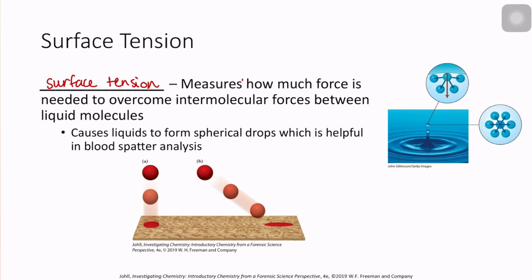Surface tension is also the reason some liquids are able to form these spherical drops. And in forensic chemistry, this can be really important for blood spatter analysis because you can tell the way the liquid is dropping based on the shape it makes after it drops. Dropping straight down is going to give a different shape than dropping at a diagonal.